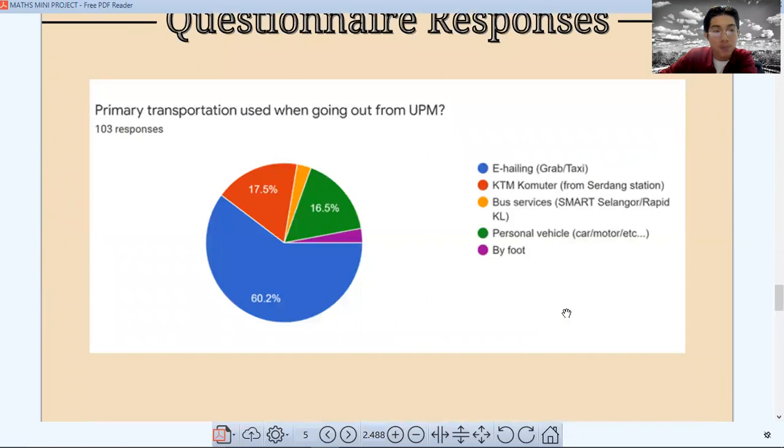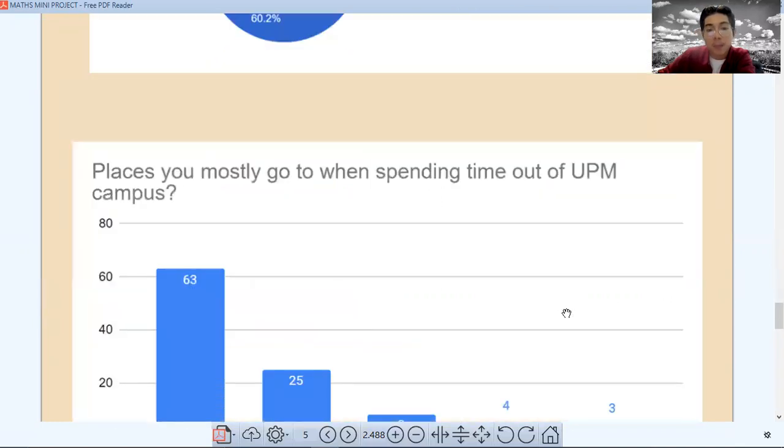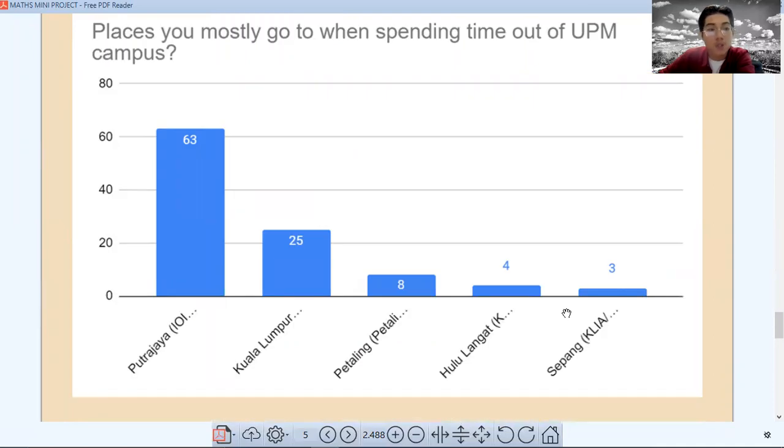And then we have the primary transportation going out of UPM. The majority, which is 60.2%, would use e-hailing such as Grab and taxi. And the smallest numbers would go by foot and by bus. And then the places they would mostly spend time outside of the campus. A majority, 63 out of the 103 respondents, would spend their time in Putrajaya, mostly due to the fact that it's near IOI City Mall. And the least would spend their time in Sepang, where the airport is located.